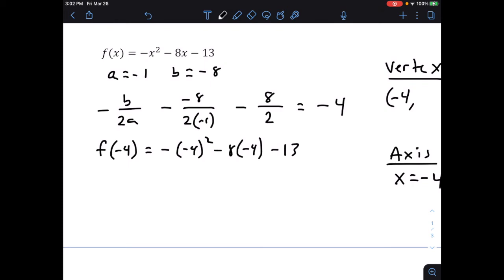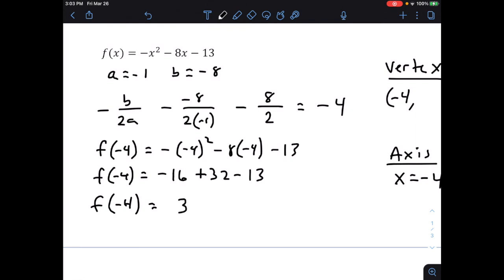But in this case, since we have the negative sign in front of the x squared, that means that no matter what number we plug in for x, we are going to get a negative answer out, because it's telling us it's negative x squared, or the opposite of x squared. So we have f of -4 is equal to -16. And then this one is going to be +32 and then -13. And then we just need to combine those 3 terms. So we have -16 plus 32 is +16. And then 16 minus 13 is +3. So our y value is 3.